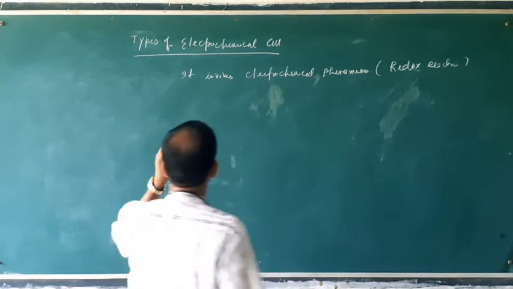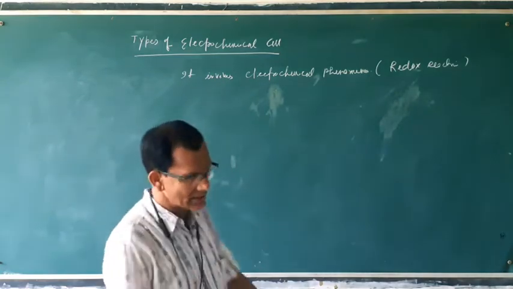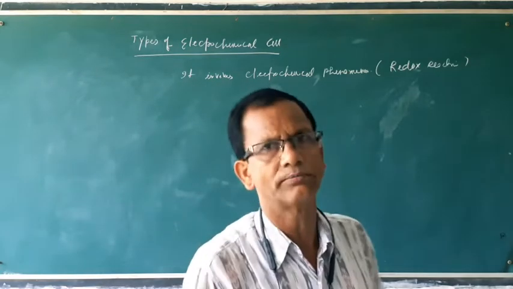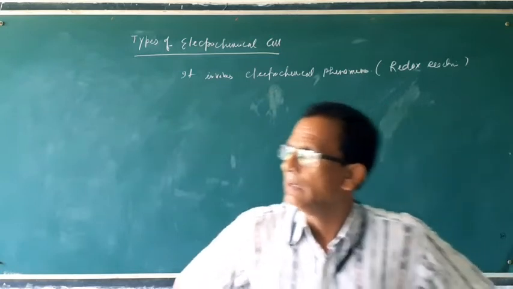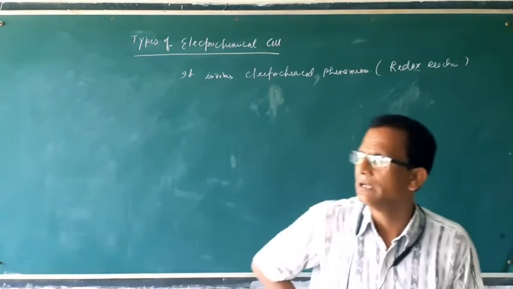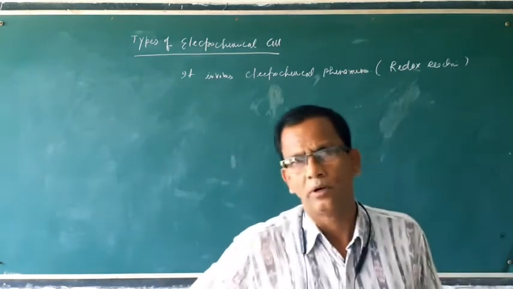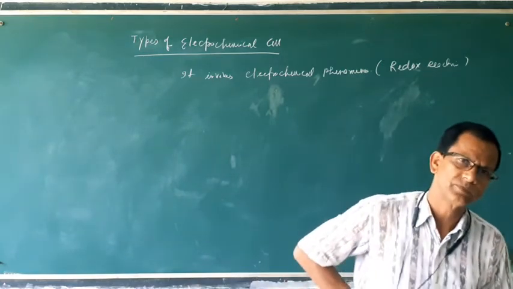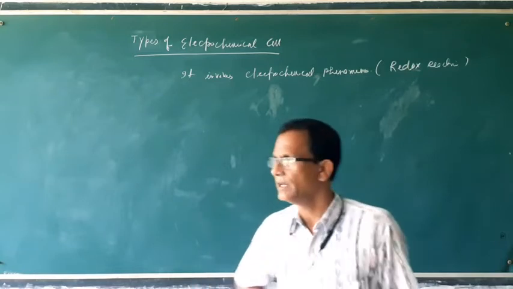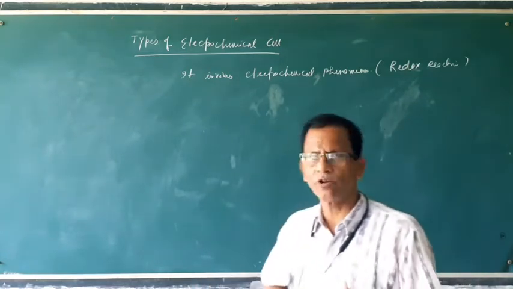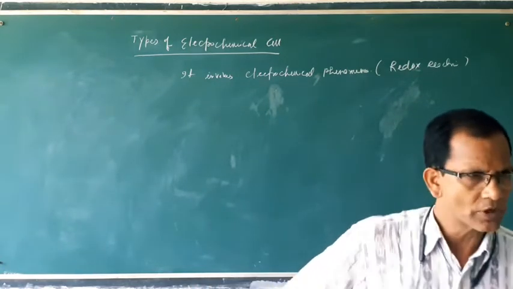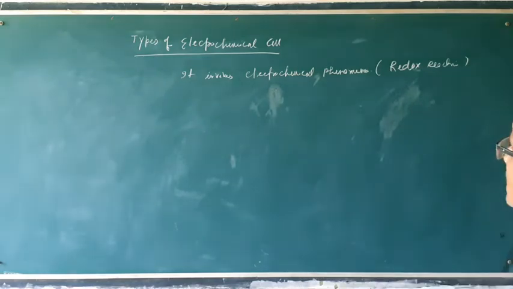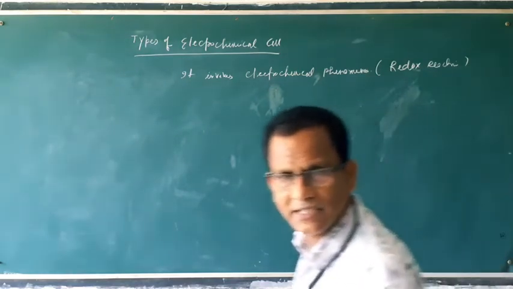And the classification of electrochemical cells is based on their usage and the voltage produced from the cell. The important one is usage. Based on usage and production of voltage, electrochemical cells are generally of two types.